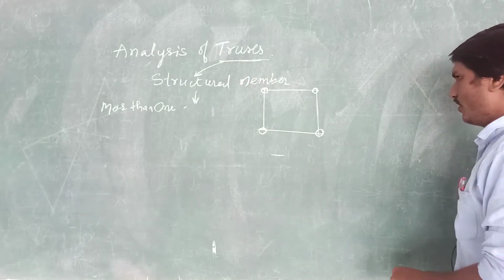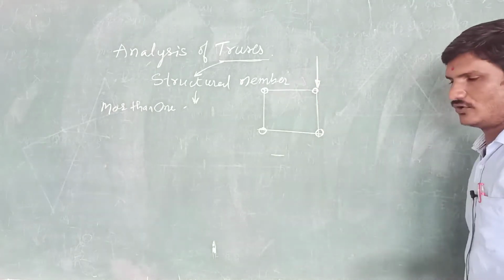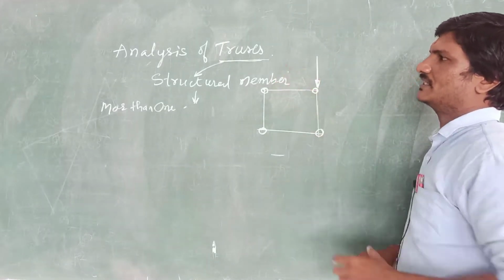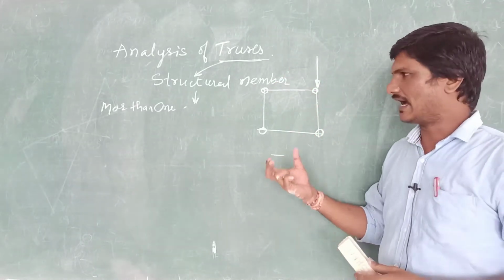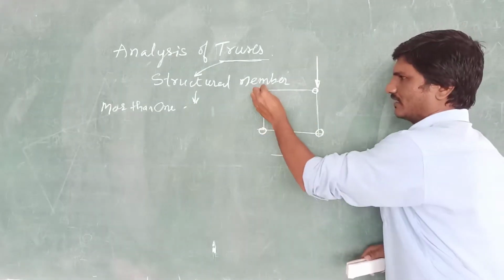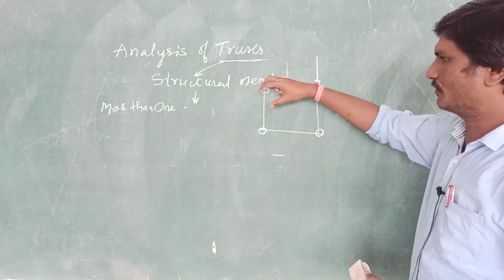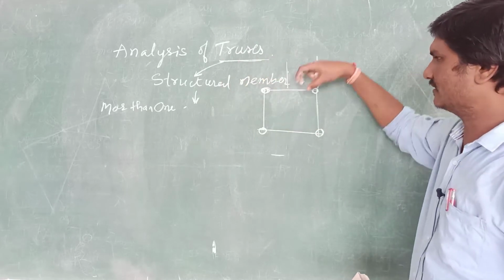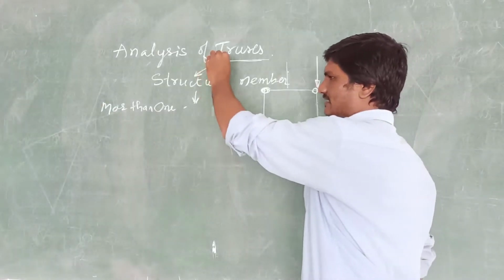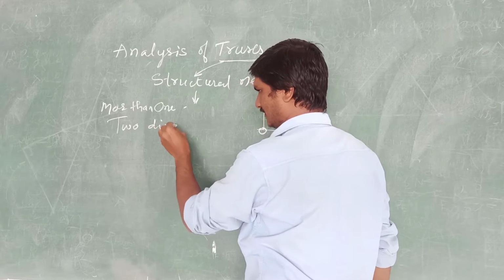The loads are applied on the joints. The main function of the truss is to support the loads and to carry that load, and it will be distributed to the joints. Suppose the load is applied, and that load will be distributed to their joints. We are assuming the loads are applied at their joints, and the stress is two-dimensional; it is a two-dimensional element.